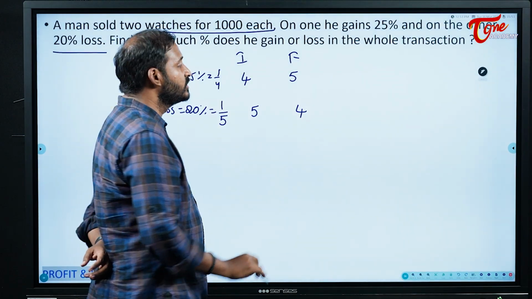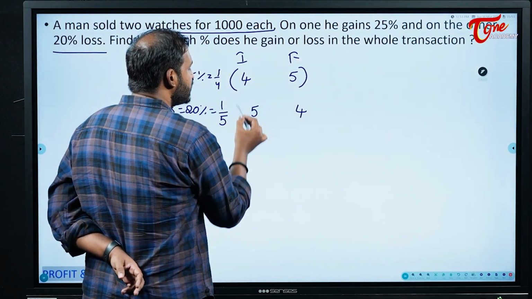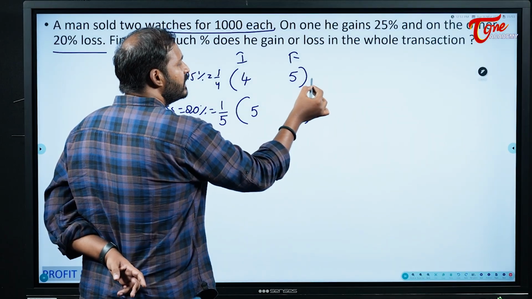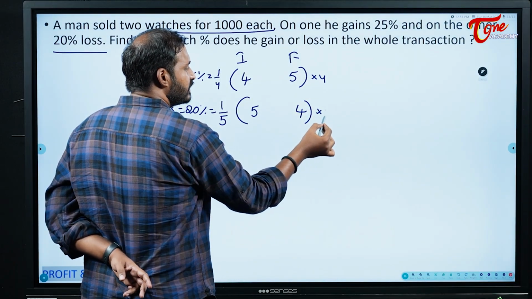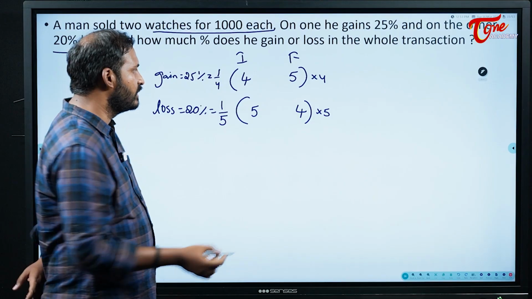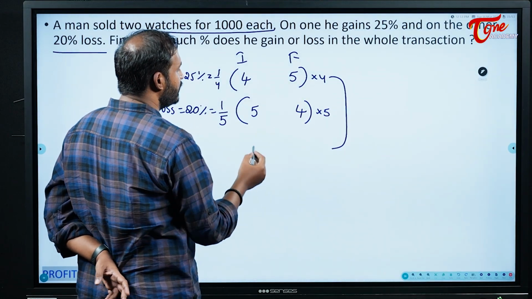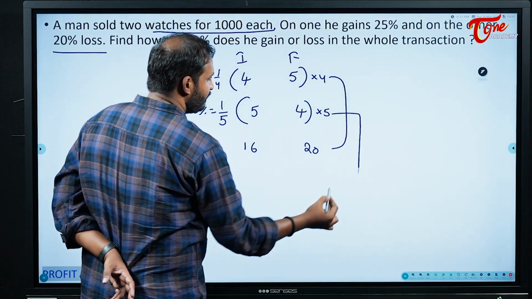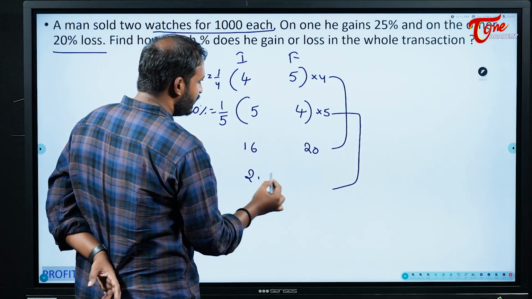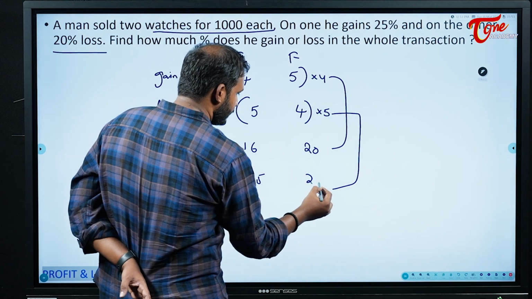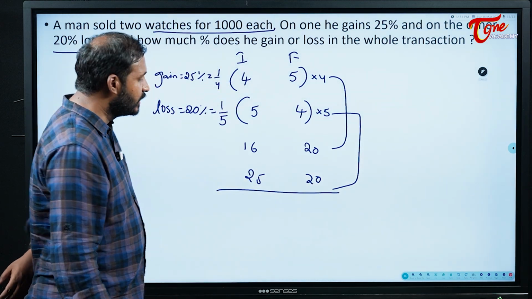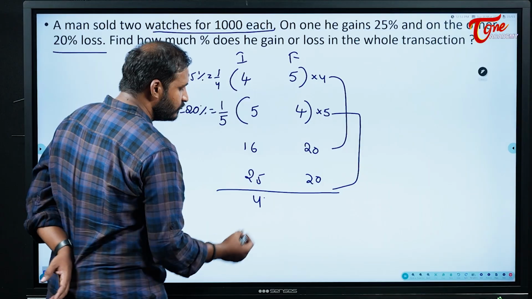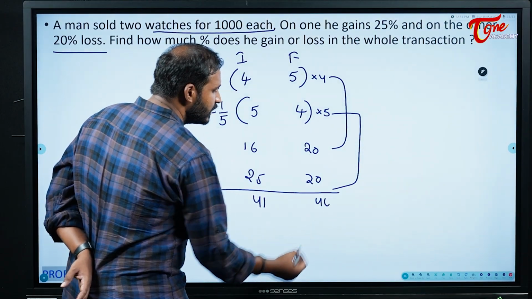But what about the selling prices here? 5 and 4. So first of all, please equalize the selling prices. How can you equalize? Simply multiply this by 4 and this by 5. Then obviously they both will become equal. Now my first values become 16 and 20, and my second values become 25 and 20. Now please observe here, what is the sum of these two? 41. What is the sum of these two? 40. Now it is very clear.